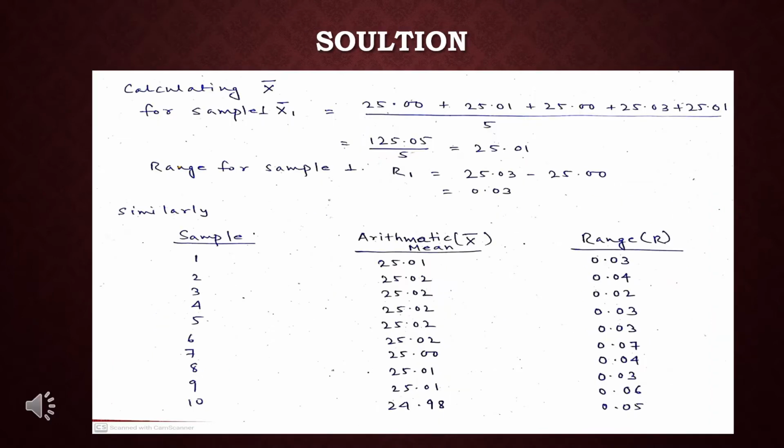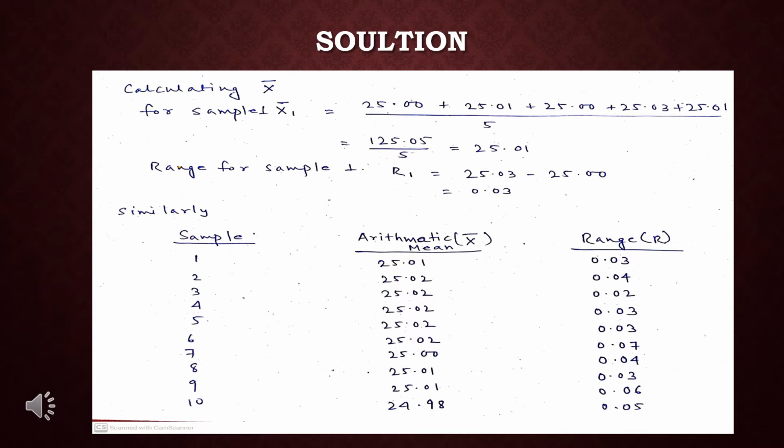To move on with the calculation, we first need to find out the X bar chart. While talking about the X bar chart, for sample number 1, let us take the mean of X to be X bar 1. As I said, each sample has 5 different results. The first sample has the results 25, 25.01, 25, 25.03 and 25.01.